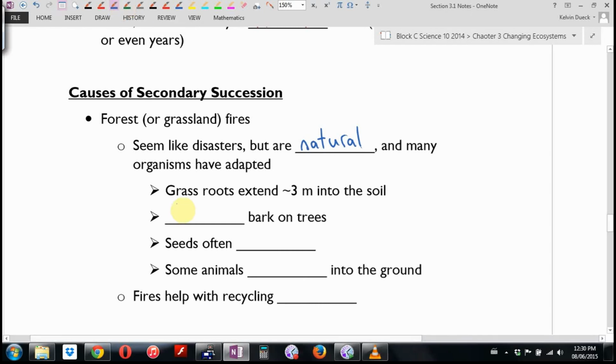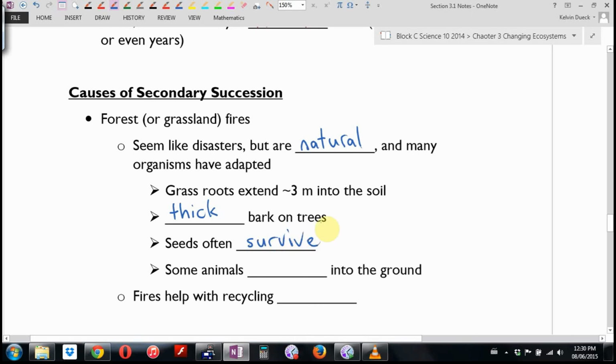Thick. Go check out some of those trees that are very old, especially if you walk through an area where there once was a forest fire. You'll see some of those trees that survived. That bark is as thick as my forearm. There are some trees that need a forest fire because their pine cones need the heat from a forest fire to explode and spread the seeds. So the seeds often survive.